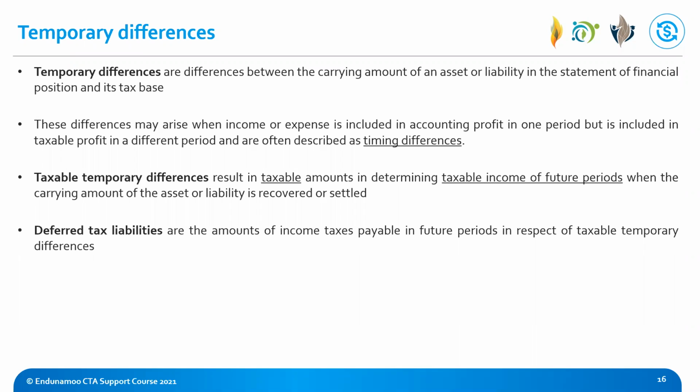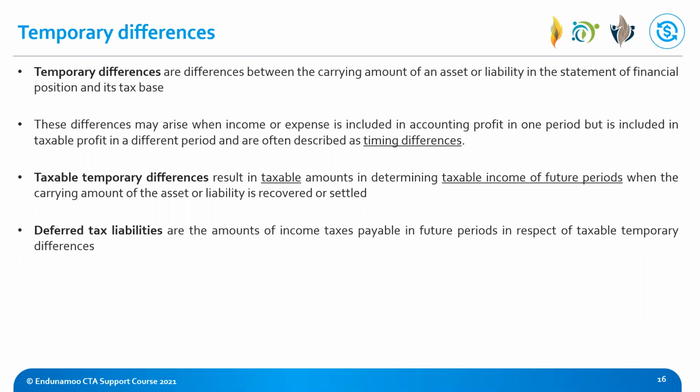But what makes a temporary difference different from any other difference? The issue is that it arises due to timing differences. In other words, it's not that SARS will not give you the deduction. It is just that they've either given it to you already or they will give it to you in the future. So it's not that I'm not going to get it, it is just a difference in the timing. Like for income received in advance, we saw them taxing the amount now, and we are only going to include the income later on. So that's why there was a difference.